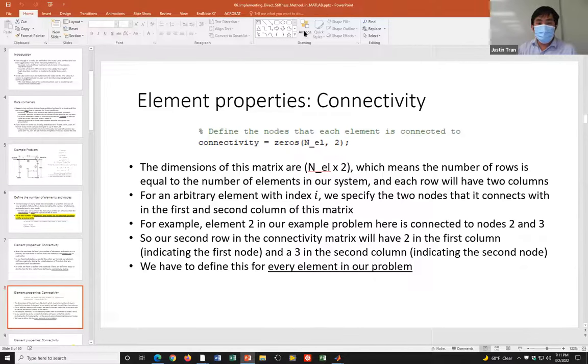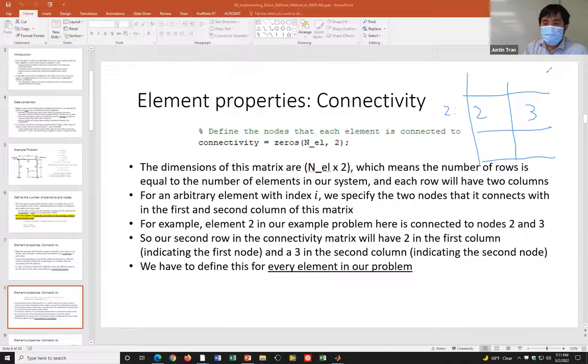If we go to our connectivity matrix and go to the second row, to tell the program that element two is connected to nodes two and three, we put a two in the first entry and a three in the second one. So our connectivity matrix for this problem looks something like this. We have three rows because we have three elements, and we have two columns.